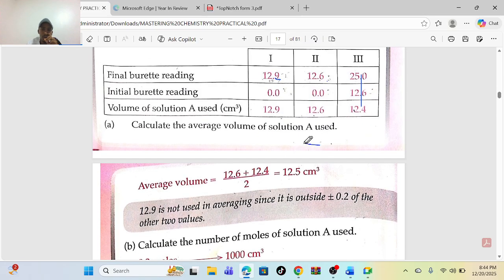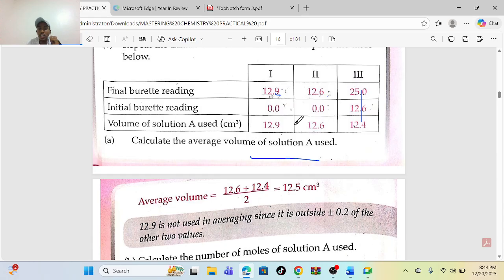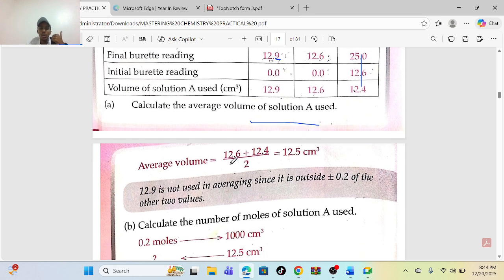Calculate the average volume. Sasa utachukuaje? 12.6 and 12.9 and 25. So utasema aje? Umechukua 12.6 plus 12.4. This is the average volume. Anatoka hapa 12.9, 12.6 and 12.4. So unachukua aje? Unachukua 12.6 plus 12.4 divided by 2. 12.9 is not used in averaging. Kwa sababu gani? Because it is outside of plus or minus 0.2 of the other values.